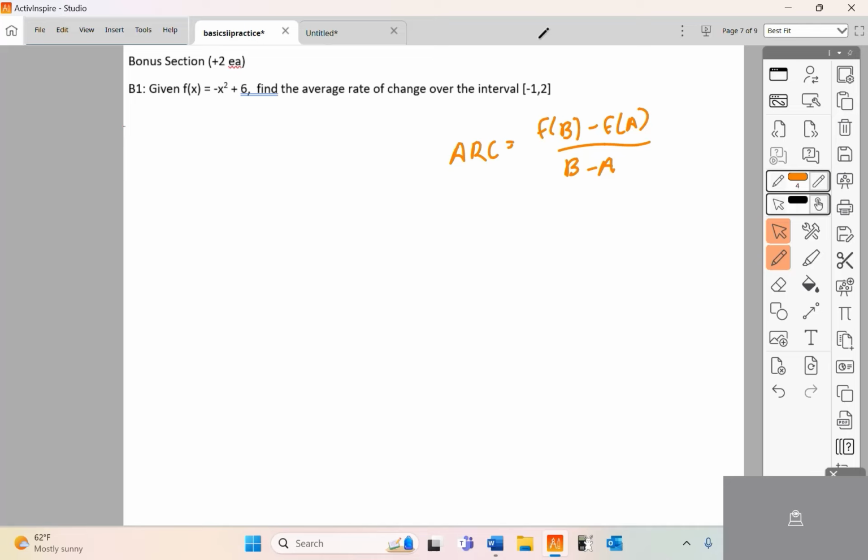If I remember right, this is the last time that average rate of change is a bonus, because I'm pretty sure by the next basics quiz, average rate of change will have been taught. So it'll quit being a bonus.